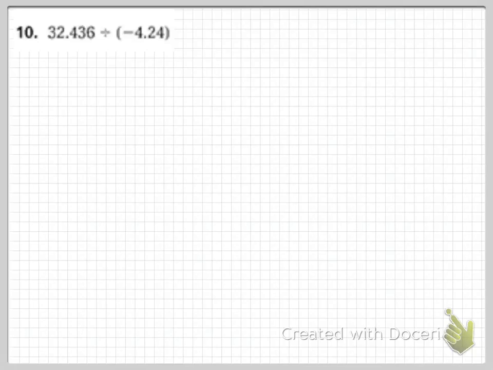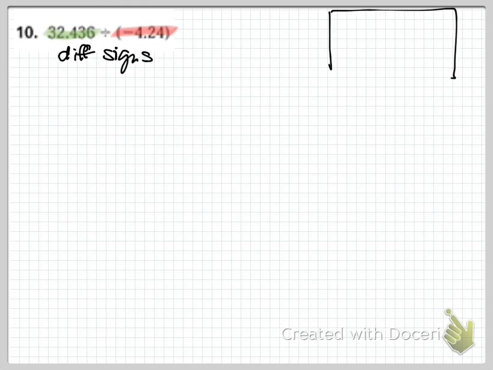Number 10, we are dividing two decimals. The first thing that I see is I have a positive and I have a negative number right here. So because this is division with different signs, I know that whatever answer I get at the end is going to be a negative number.